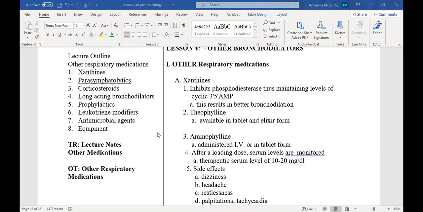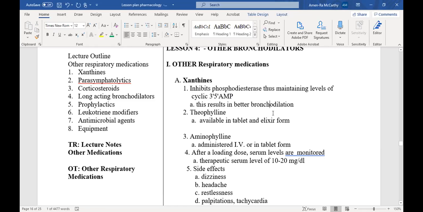It inhibits phosphodiesterase, thus maintaining levels of cyclic AMP. Good. Cyclic 3,5 AMP. Don't forget that, because there's a difference between 3,5 and 5. All right. So xanthines are the anti-phosphodiesterase drugs. What you guys told me earlier, if I want to block phosphodiesterase from breaking down my cyclic 3,5 AMP and ending my bronchodilation, I can block him if I want to. And the way I block him is through drugs called xanthines.